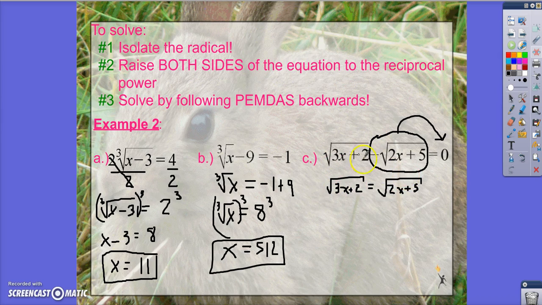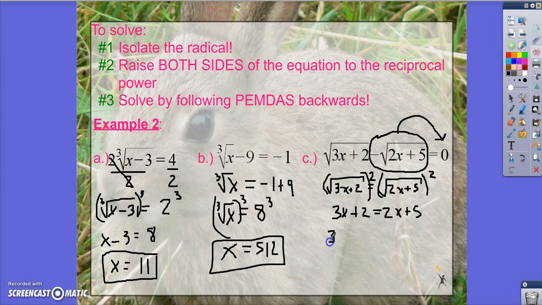Now, we have a root on each side, and that's okay. We isolate the radical, right? There's one on each side, so that's okay. Opposite of a square root is a square, right? So we're going to square both sides. And what you're going to see is, doesn't the radical disappear for both of them? Square root, square, cancel out. So now what you have is 3x plus 2 equal to 2x plus 5. Now we have a multi-step equation that we're going to solve.